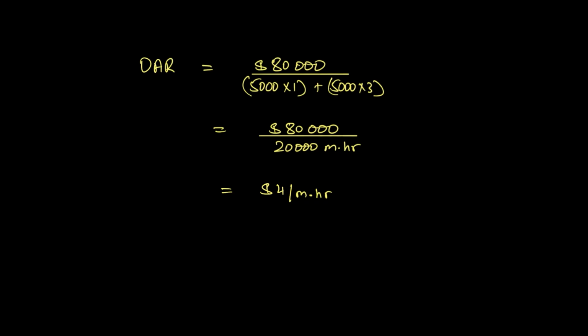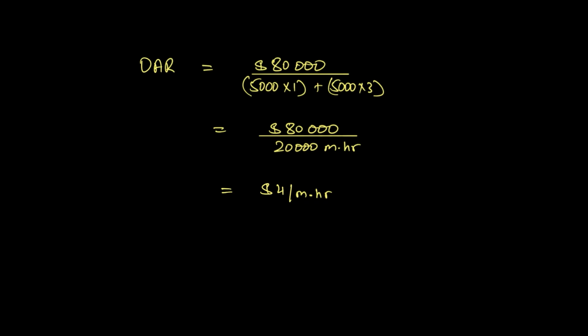How do I calculate my machine hours? Remember, X requires 1 machine hour per unit. You'll make 5,000 units of X. So 5,000 machine hours will be used for X over the year. For Y, 5,000 units times 3 machine hours per unit. That's 15,000 machine hours for Y. So in total, this factory will use 20,000 machine hours over the year.